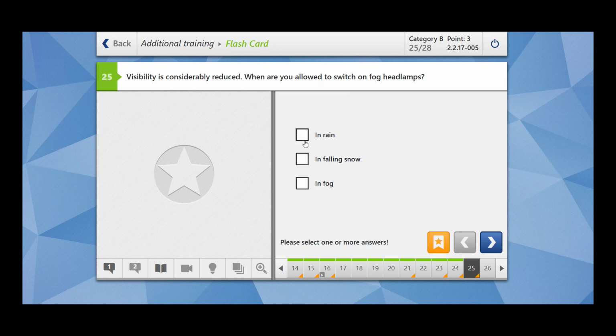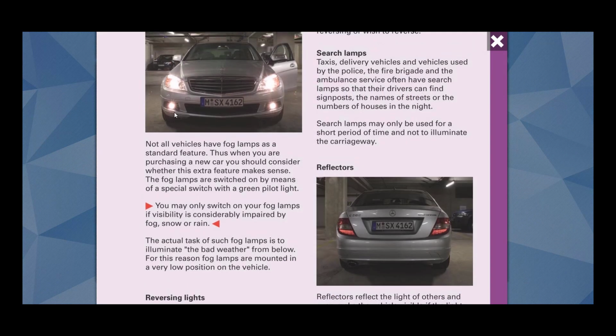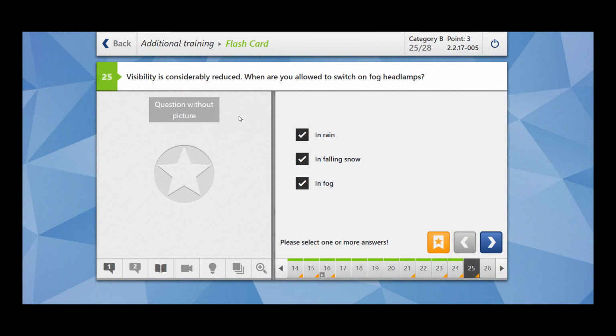So fog headlamps can be switched on in fog, in falling snow, in rain. Let me show you again. So these are the fog headlamps. And the conditions are you may only switch on your fog lamps if visibility is considerably impaired by fog, snow, or rain. The important thing to remember is your fog headlamps, you can use them in rain, falling snow, or in fog. And your rear fog lights you can only use when there is a fog.